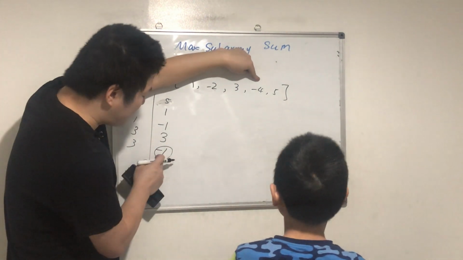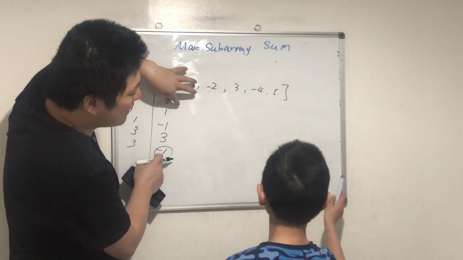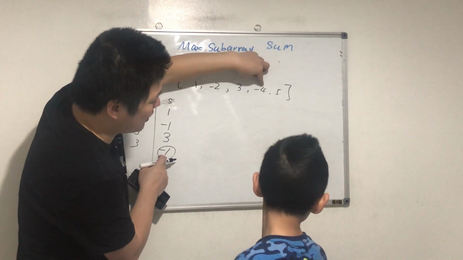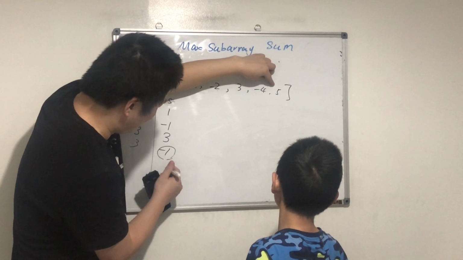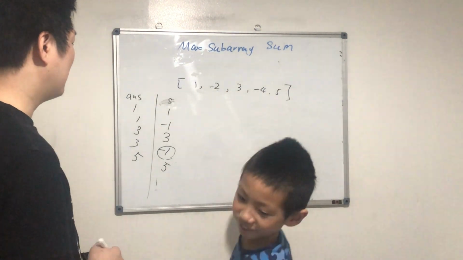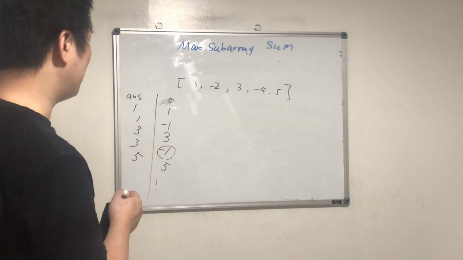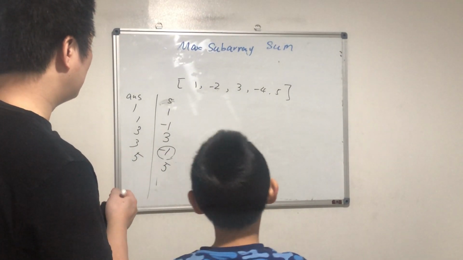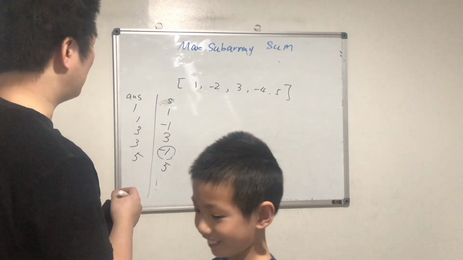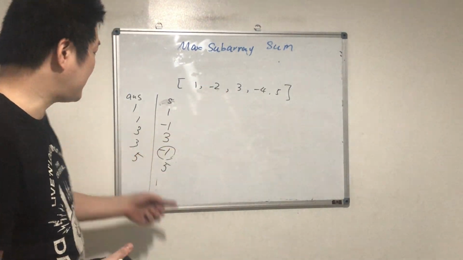So if the sum is negative, it means that I don't want to keep these negative sum arrays, and I will use the next one, which is 5. Can we use all of them? No, we can't, because the sum is minus 1, which is not equal to 0. This also works.